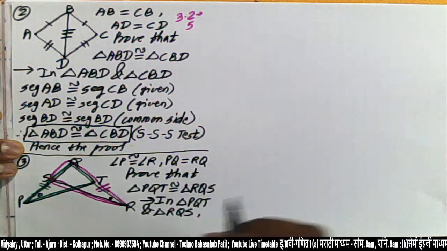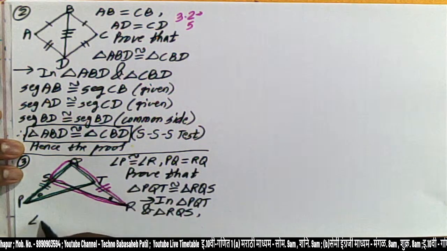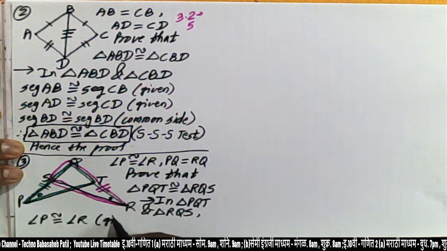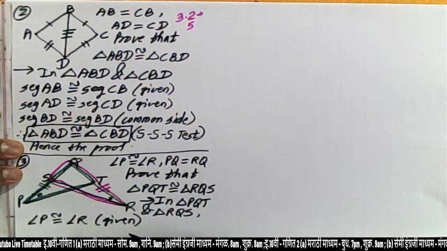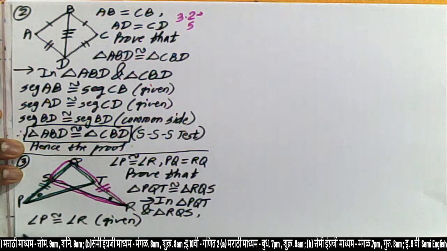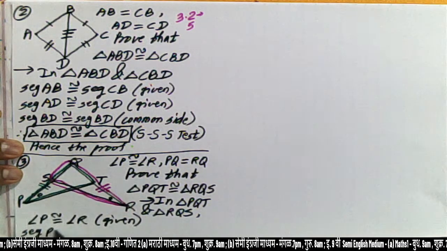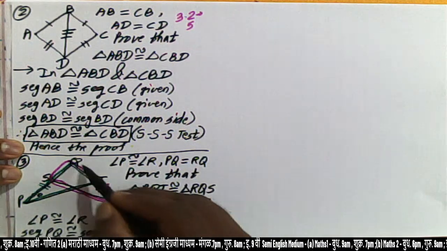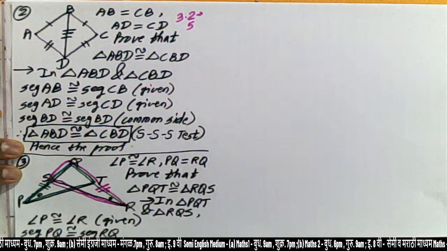Yes, this means we write two conditions here. First is angle P congruent to angle R, and the reason is given. Then the second is segment PQ congruent to segment RQ, and the reason is this is given.